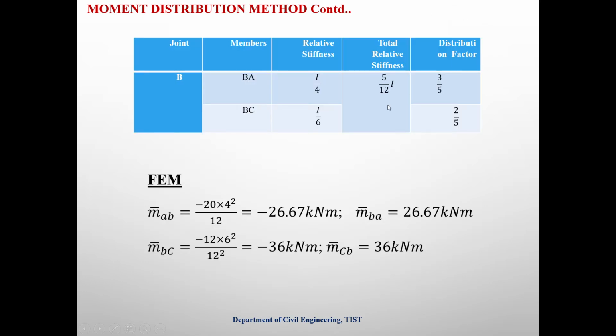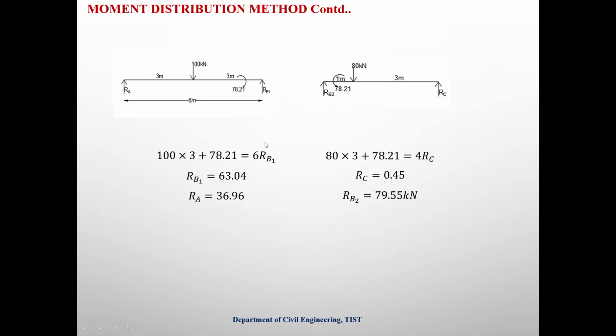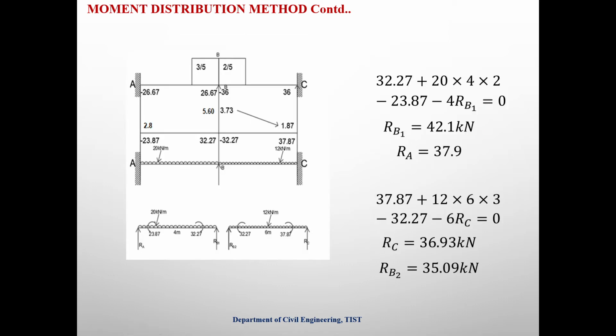Then find out the fixed end moment. Then find out the distribution factor. When we are considering joint B, far end A is the fixed one and C is the fixed one. That means the relative stiffness is I by L in both the cases. Then find out the distribution factor and the fixed end moments. Enter all these values in the moment distribution table.